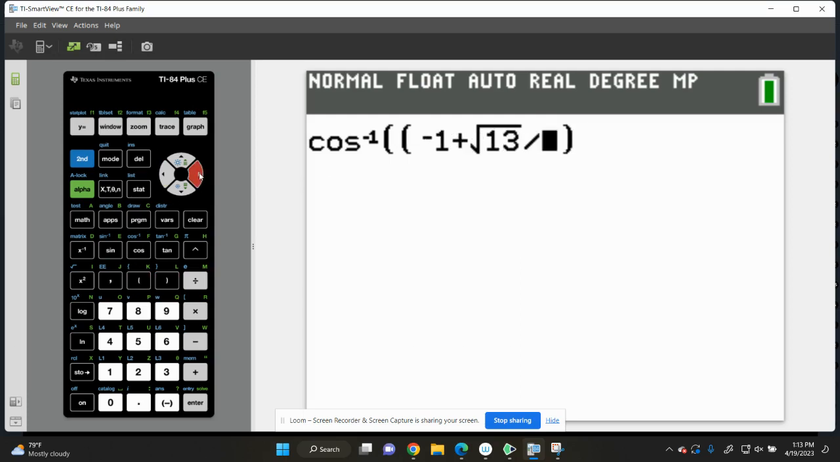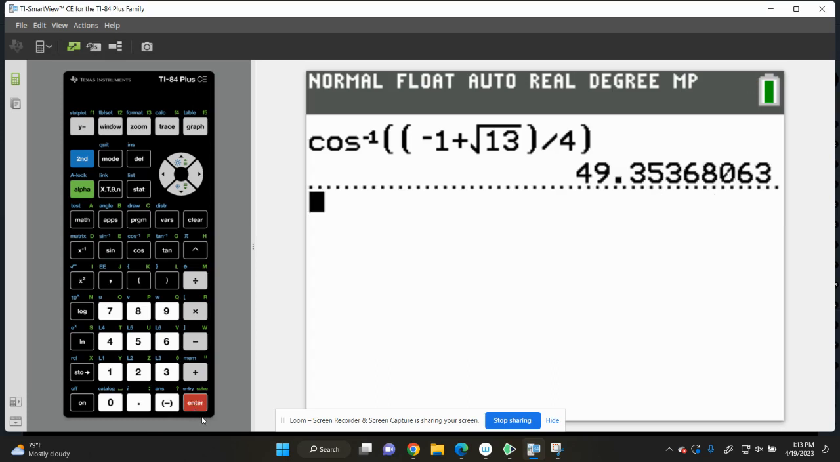So I'm using my insert key to add those parentheses. Okay, now I've got negative 1 plus the square root of 13, that's a sum, divided by 4. Counting my parentheses, I have 2 left parentheses, but I have 3 right parentheses, so I have to remove one of those. Okay, 49.35, I'll round that to 49.4 degrees. Did everybody get that on their calculator?